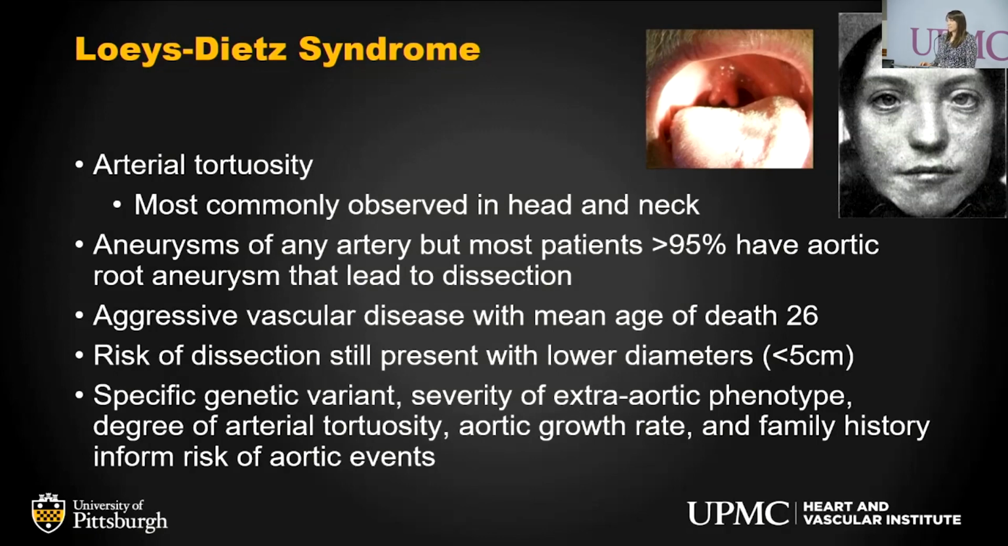They have very aggressive vascular disease, and historical studies have reported a mean age of death around 26. The risk of dissection in these patients is present with even lower diameters than we classically think about. And then in terms of thinking about what an individual patient's risk is, it depends on their specific genetic variant, the severity of their extra-aortic phenotype, the degree of their arterial tortuosity, aortic growth rate, and family history.